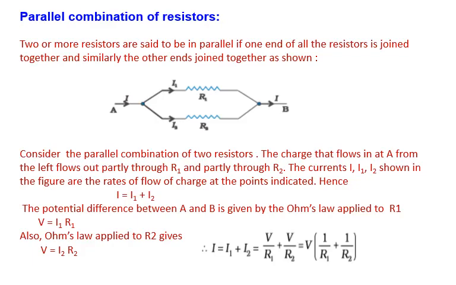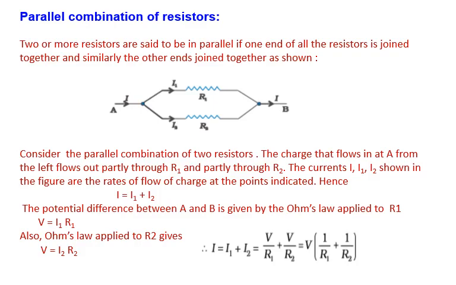A current I flows at point A and then it divides into two parts, I1 and I2, and at point B again I1 plus I2 becomes equal to I. So here you can see clearly that the potential will remain the same, but the current is divided, and the net current I will be equal to I1 plus I2. Again, by using Ohm's law, you can find the potential across the resistances R1 and R2, and that will be equal to V, because the potential will remain the same.